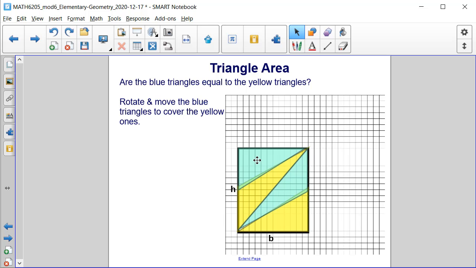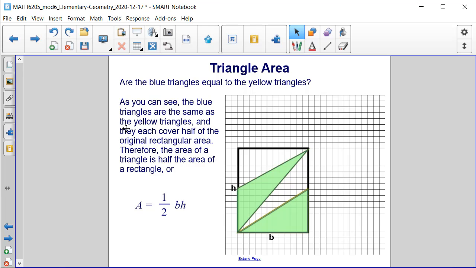Let's see what happens. If I take the top one, it looks to be a 180-degree rotation, followed by a translation to get it down. Yep, that lines up. And if we take this one and realign it and move it up just a smidge, yes, look, these teal triangles, or the blue ones, if you rotate them and move them slightly, they do directly overlap with the yellow triangles that were in here.